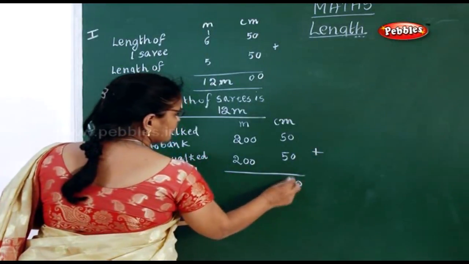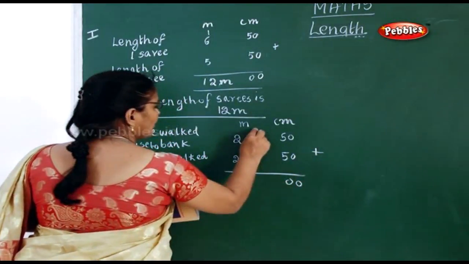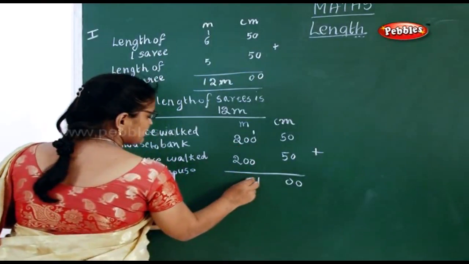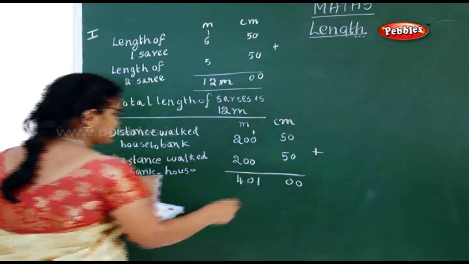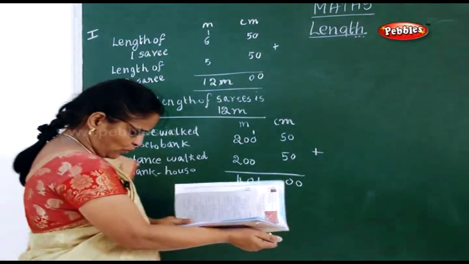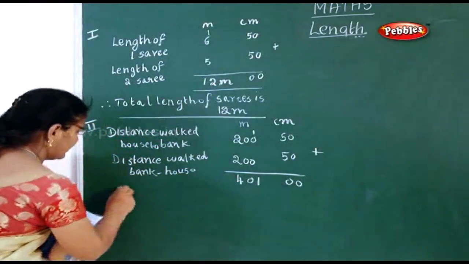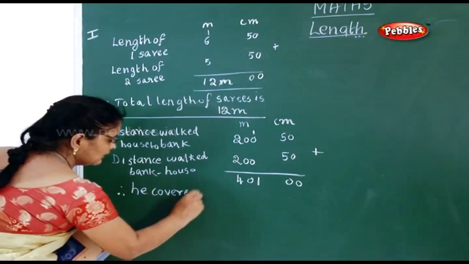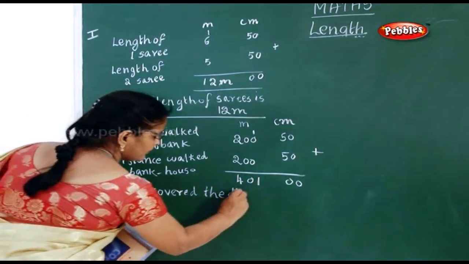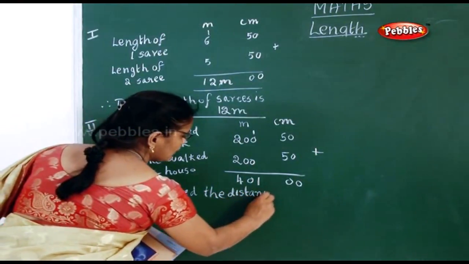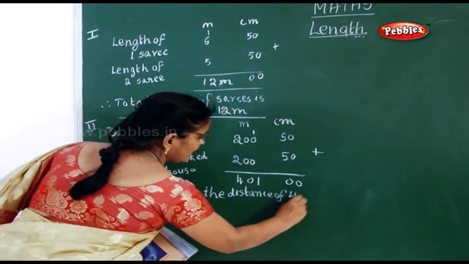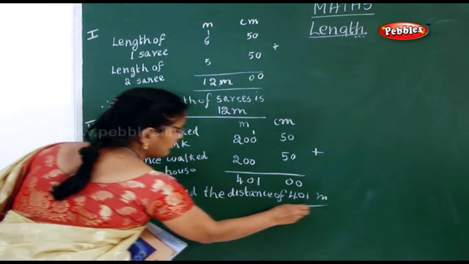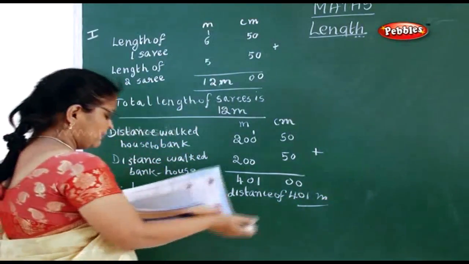So, 0 plus 0, 0, 5 plus 5, 10. Now, 1 here, 0 plus 0, 0, 4. So, what is the answer you will write? 401 meter. You have to write, therefore, he covered the distance of 401 meter, because centimeter is not there, it is 401 meter.